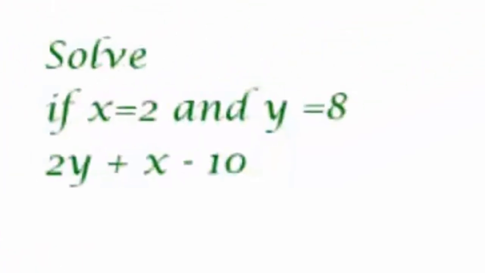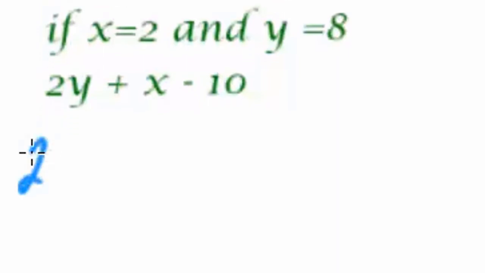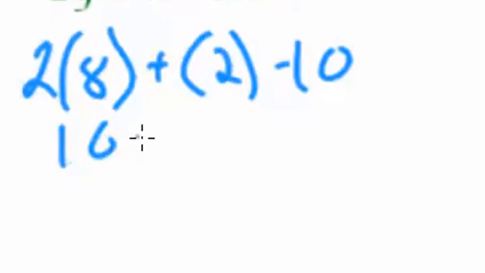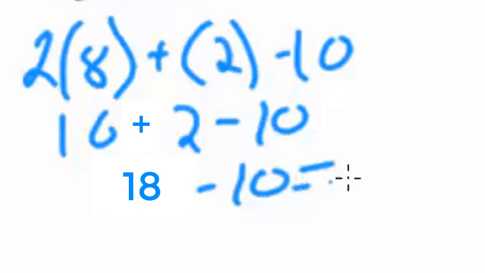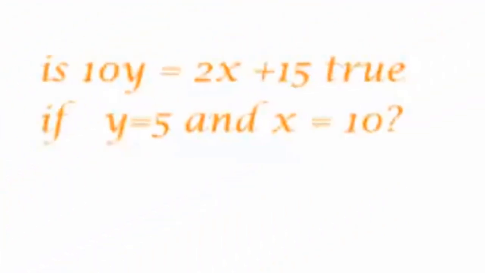Look at my next example. Let's solve this expression if x is 2 and y is 8. So let's substitute in everywhere we see a y or an x. 2 times 8 plus a 2 for the x minus the 10. So 2 times 8 will give me 16 plus 2 and then minus 10. So 16 plus 2 is 18 minus 10 will ultimately give me a final answer of 8. I plugged in the values and I found the solution.